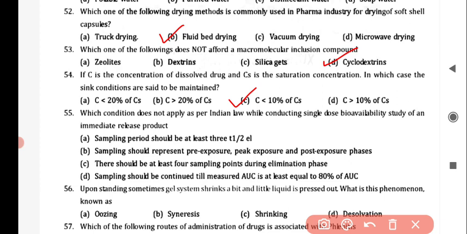The next question is, which condition does not apply as per Indian law while conducting a single dose bioavailability study of an immediate release product? So the correct answer is option D. Sampling should be continued till measured area under curve is at least equal to 80% of area under curve. Next question is, upon standing, sometimes a gel system shrinks a weight and little liquid is pressed out. What is this phenomenon known as? And the correct answer is option B, syneresis.